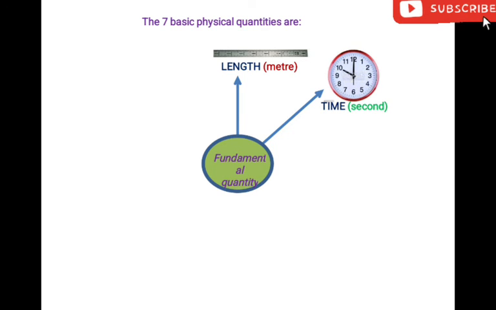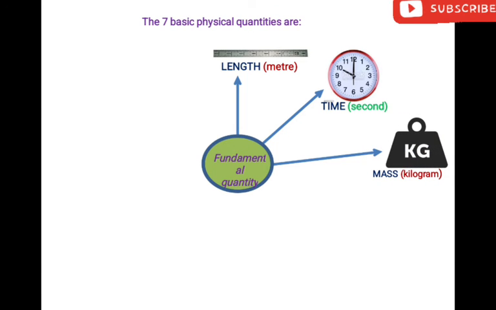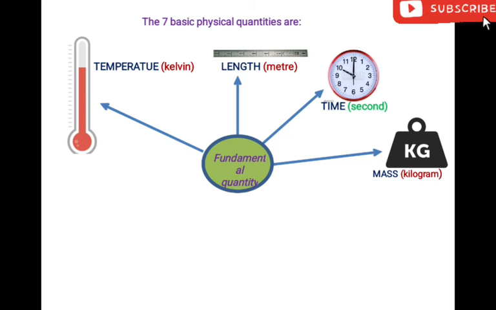There are different types of clocks. We have the quartz clock. We also have watch, digital and analog clocks. Next is mass, measured in kilogram. Next, we have temperature, which is measured in Kelvin with a thermometer. So the SI unit of temperature is Kelvin.